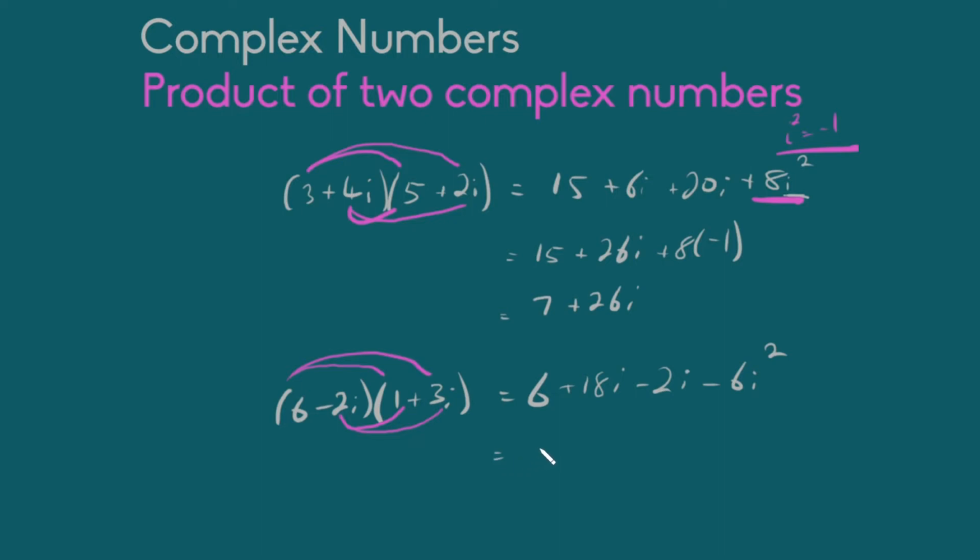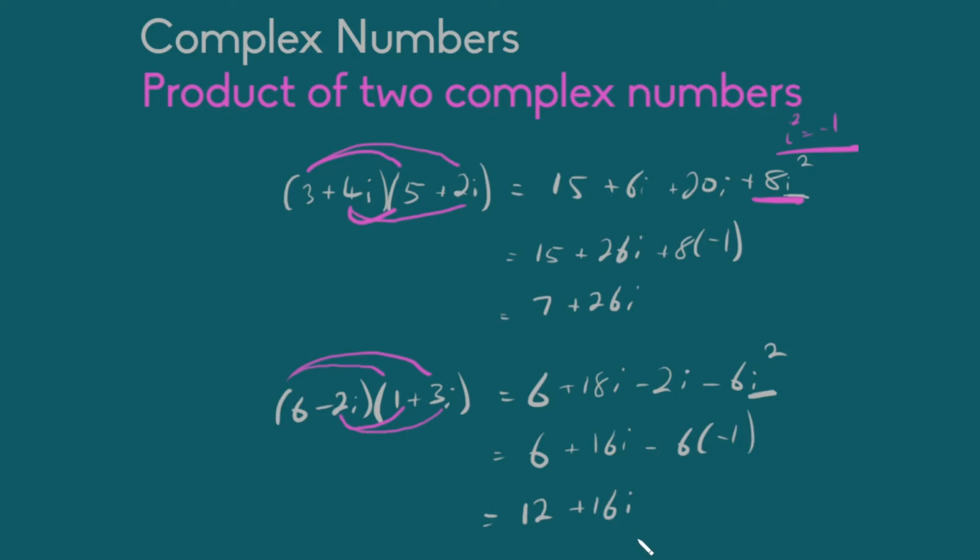So again, combining the i terms, we're going to have 6 plus 16i. And then we're taking away 6 lots of i squared, which is the same thing as 6 times negative 1. So we're going to have 6 minus 6, so that double negative, again, is going to become positive. 6 plus 6 is 12. So we're left with 12 plus 16i.